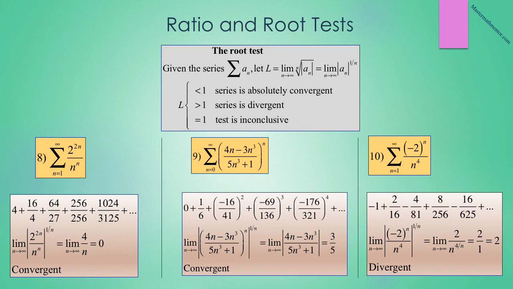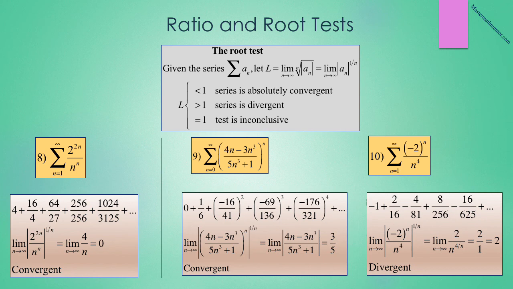This is an example of a problem that has just the numerator raised to the n power. We still use the root test. We look at the limit as n approaches infinity of the absolute value of negative 2 raised to the n over n to the 4th, the whole thing raised to the 1 over n power.